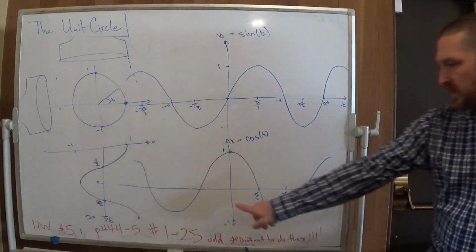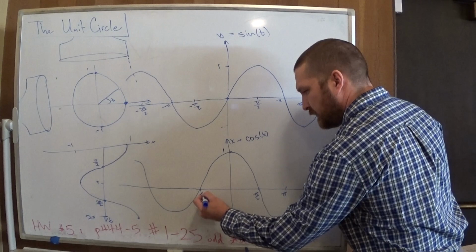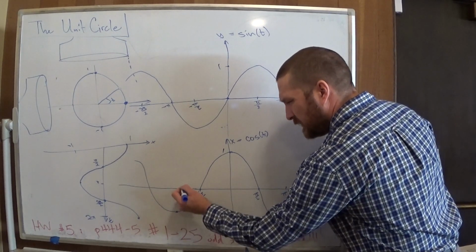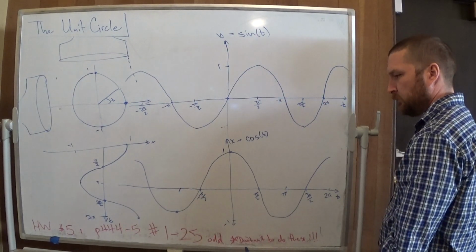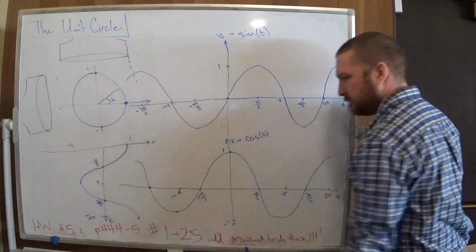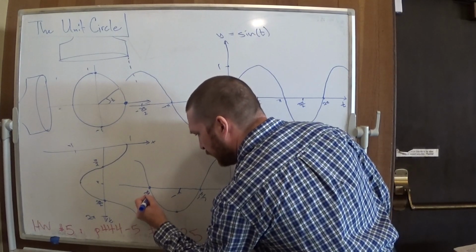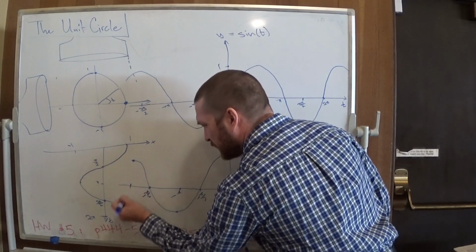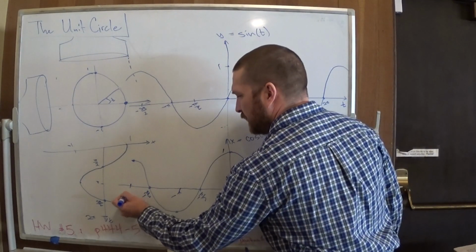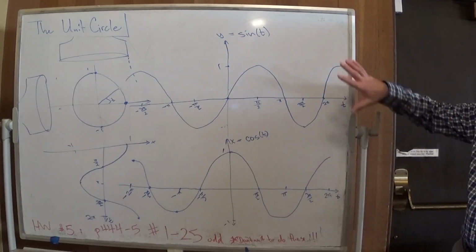And if it's just a reflection, then what point is this? Negative pi over 2. What point is that? Negative pi. What point is that? Negative 3 pi over 2. And finally, it comes back to where it starts. Negative 2 pi. This is how you want to think about sine and cosine.